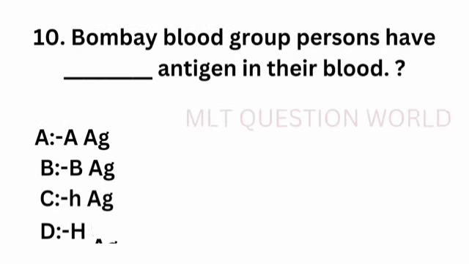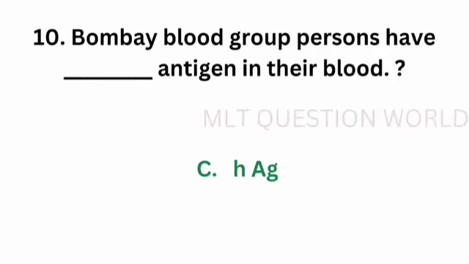Question number 10. Bombay blood group persons have dash antigen in their blood. Option A antigen. Option B antigen. Option C recessive H antigen. Option D dominant H antigen. The correct answer is option C recessive H antigen. Small h antigen is the recessive H antigen and it is present only in Bombay blood group persons.